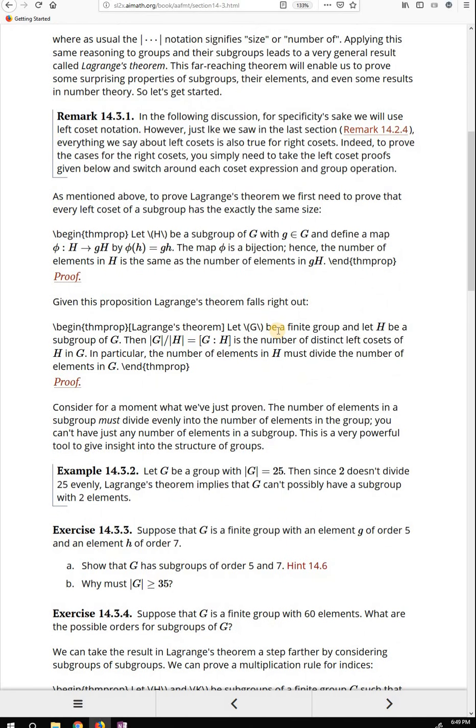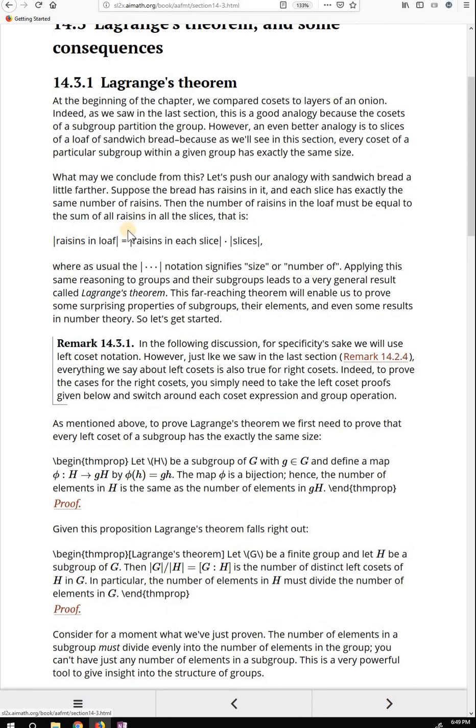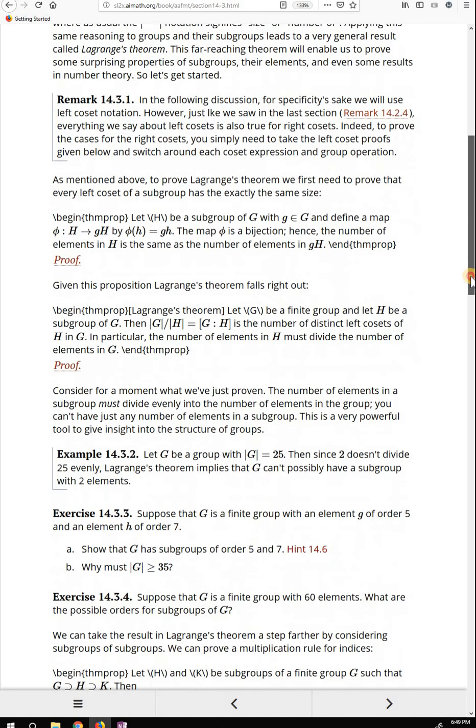So it says, let G be a finite group, let H be a subgroup of G, then the order of this absolute value means order, means number of elements, right? When you have the absolute value for a set, that's always the number of elements. It says the number of elements in the group divided by the number of elements in the subgroup is equal to the number of cosets. So that's just like the raisin bread, but switching things around. It's taking the raisins in the loaf divided by the raisins in each slice, and that gives you the number of slices. Now you can say big deal, but it is a big deal.